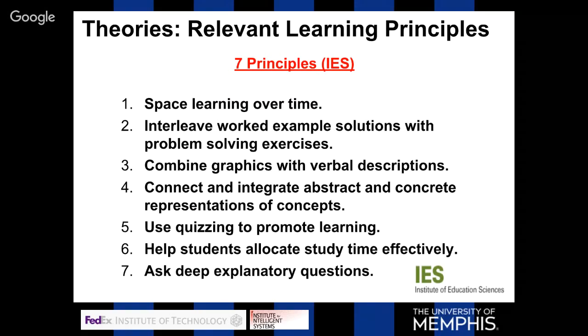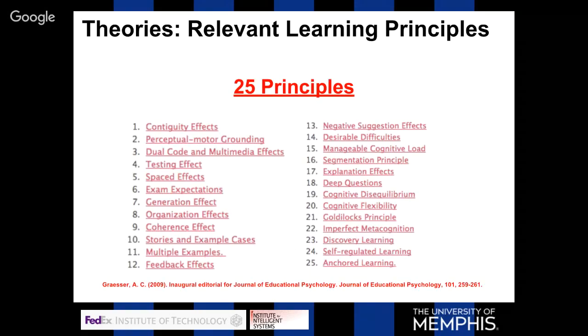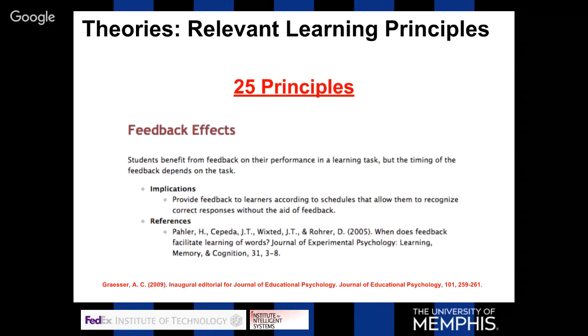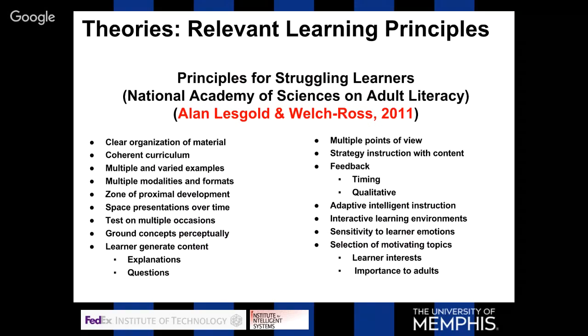So there are principles. This is the IES 7 learning principles, and another one is 25 learning principles. This is Graesser's inaugural article when he was the editor of Educational Psychology. And you have others. This is one of the principles: what are the most effective and efficient ways of producing feedback in a learning system. And this is another one.